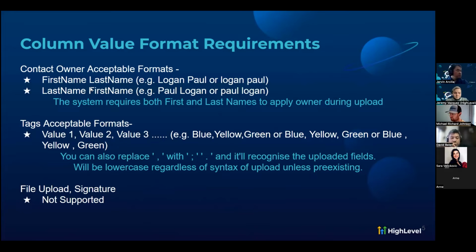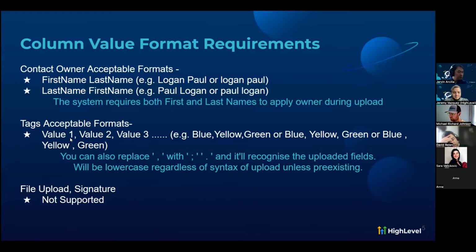So if you have a user custom field or a user column in your CSV file, the contact owner acceptable format is first name and then last name. This is an example of it. And then the other one is last name and then first name. So if you have a user in your system, these are the formats that you would want to add in your files.